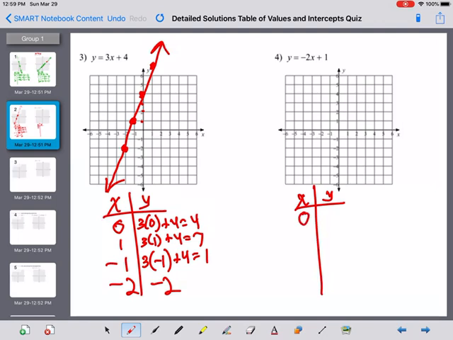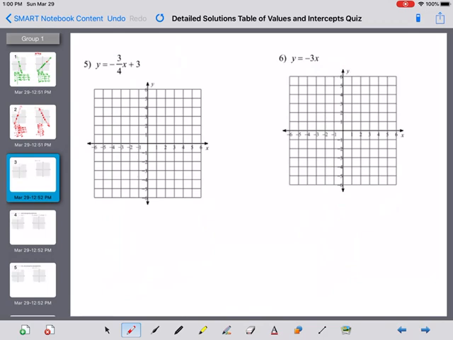so 0, -2 times 0 is 0, plus 1 is 1. -2 times 1 is -2, plus 1 is -1. -2 times 2 is -4, plus 1 is -3. And let's just do -1 for the heck of it. -2 times -1 is 2, plus 1 is 3. And we can graph these ordered pairs that we just made. And you'll know if you made a mistake because you'll get a point that doesn't fit in the line. So that's a good way for you to check as well.